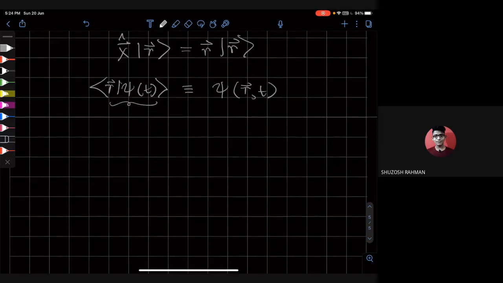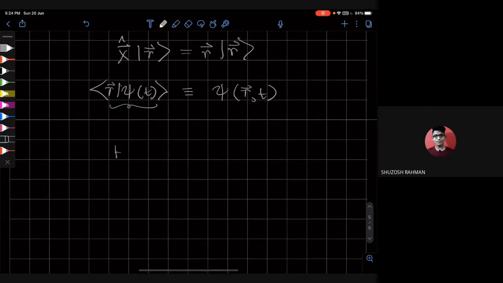So the Hamiltonian for most systems, if we exclude spin for the moment, will have the following form. The Hamiltonian operator will have a part which is the kinetic energy part, and it'll have a potential energy part.